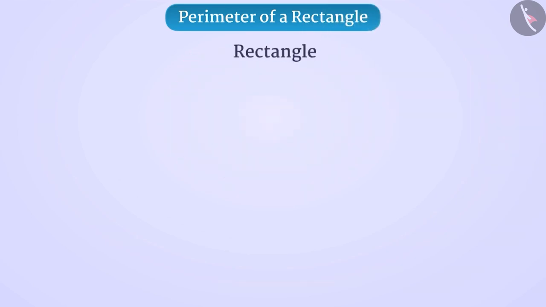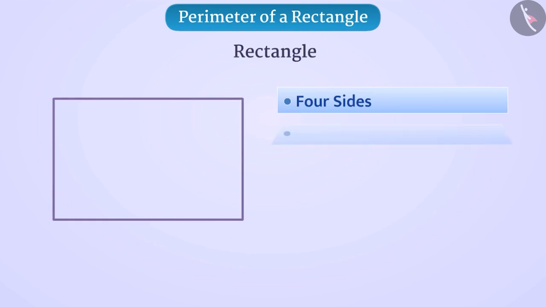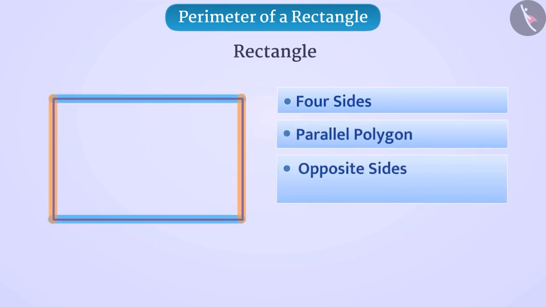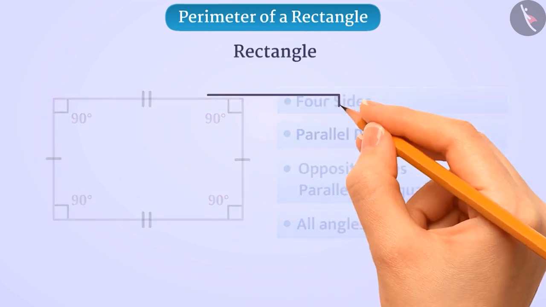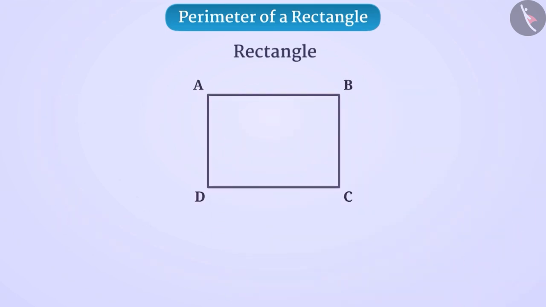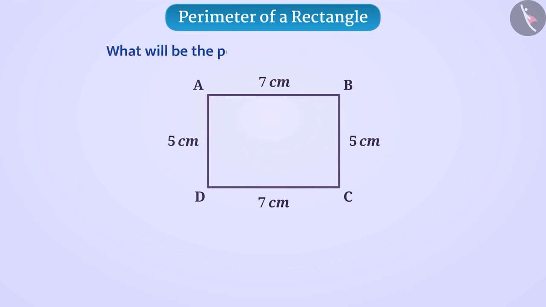A rectangle is a parallelogram with four sides in which the opposite sides are parallel and equal and all the angles are right angles. For example, look at the rectangle ABCD. In this, line segment AB is equal to 7 cm, line segment BC is equal to 5 cm, line segment CD is equal to 7 cm, and line segment DA is equal to 5 cm. Can you tell what will be the perimeter of rectangle ABCD? Think for a while.